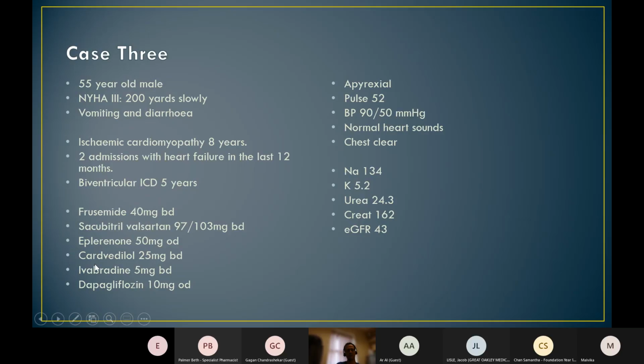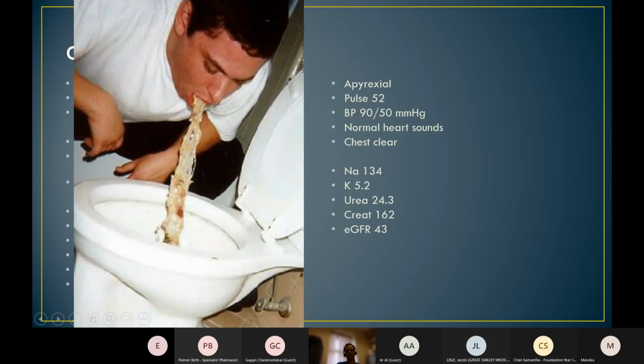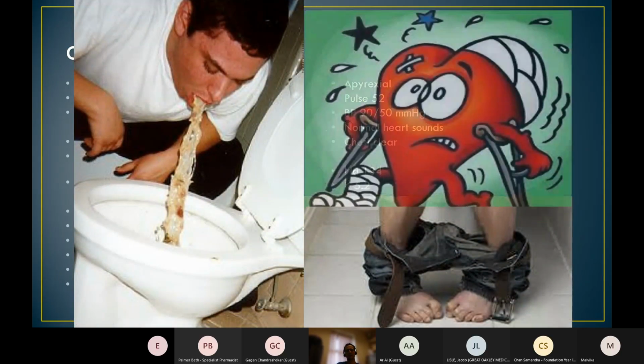Carvedilol's a beta blocker, good for heart failure. Ivabradine, also good in heart failure in patients whose rate isn't controlled with the carvedilol. And dapagliflozin, a diabetes drug, which has been shown to reduce mortality and admission by about 25%. So excellent treatments for the heart failure. He's apyrexial, his pulse is 52, he's hypotensive, normal heart sounds and chest clear. And his bloods, he's got a creatinine of 162 and the urea of 24.3. So our patient is emptying uncontrollably from both ends, and he's got a poorly heart.